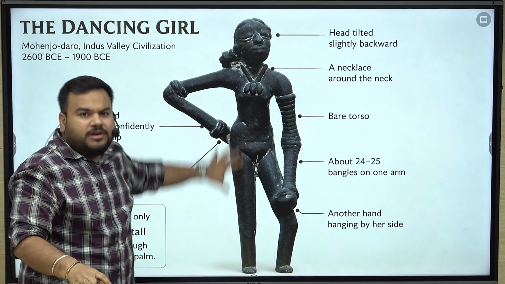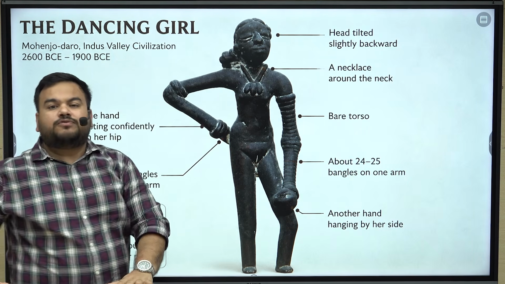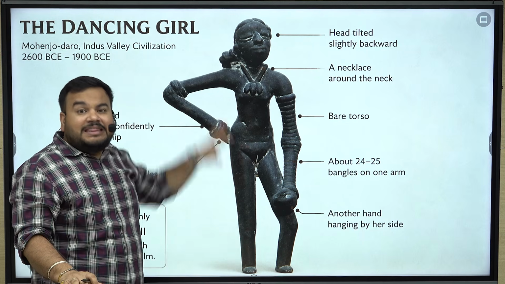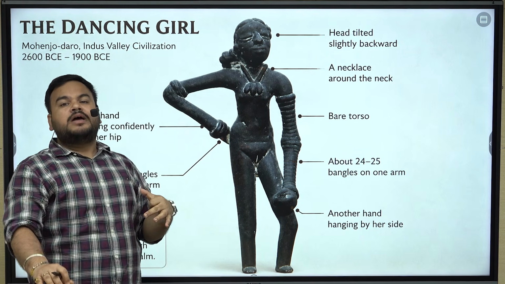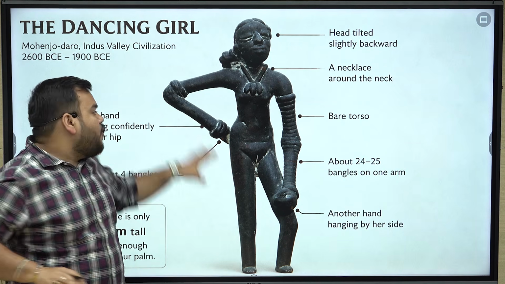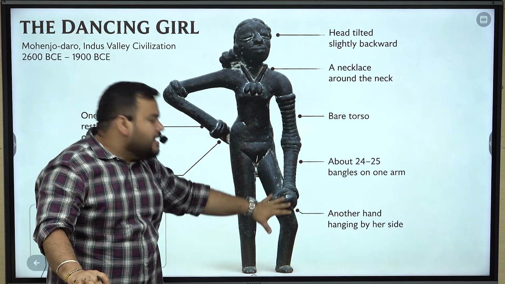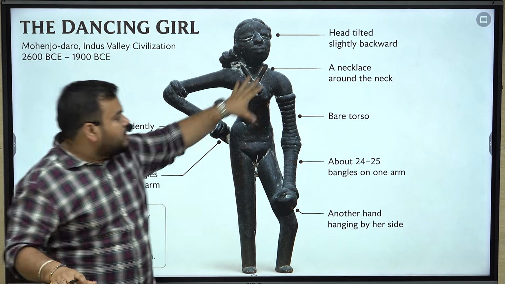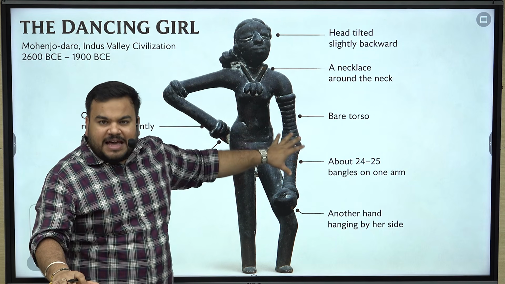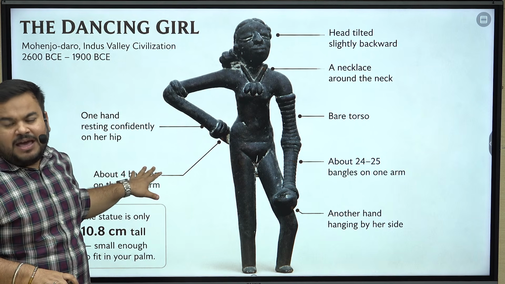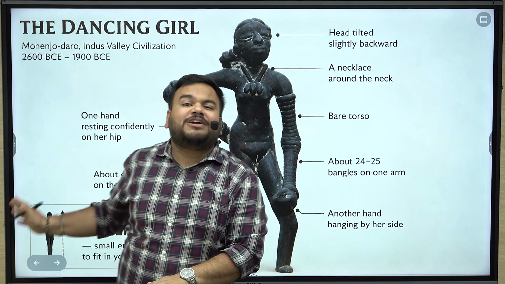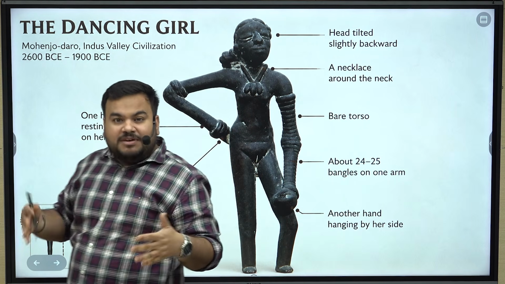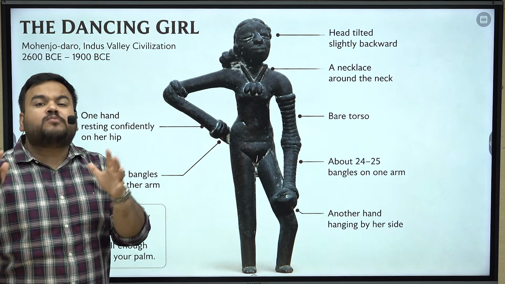If you look at the image over here, the iconic dancing girl from Mohenjo-daro, there are certain details which we can get to know from seeing this image. The head of the girl is slightly tilted backward. One of her hands is resting confidently on her hips. One hand is lying by the other side. She is wearing a necklace. She has a bare torso. She is wearing approximately 24 to 25 bangles in one of her hands and 4 to 5 bangles on her other hand. And this image is approximately 10.8 centimeters in height, approximately the size of your hand. Now this tells us how exactly we have preserved the ancient sculptures in modern times.